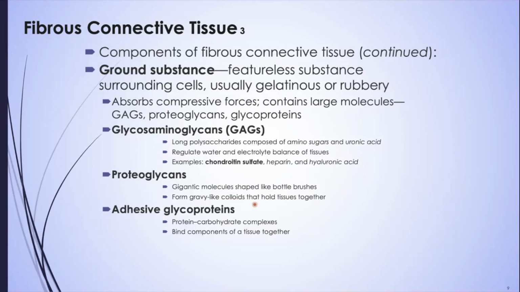Colloids are larger molecules, and those are going to hold tissues together. Okay. Last but not least is your adhesive glycoproteins: sugar proteins, adhesive. It's all in the name. They are going to bind together components of tissues.